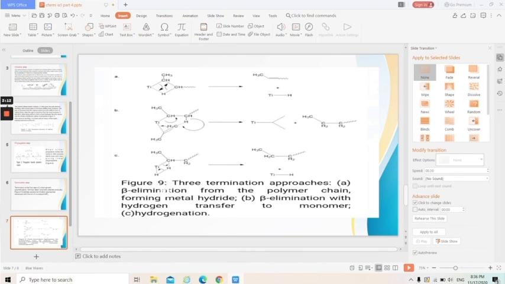The first one is beta elimination from the polymer chain forming a metal hydride, and the second is beta elimination with hydrogen transfer to monomer, and the last approach is hydrogenation.